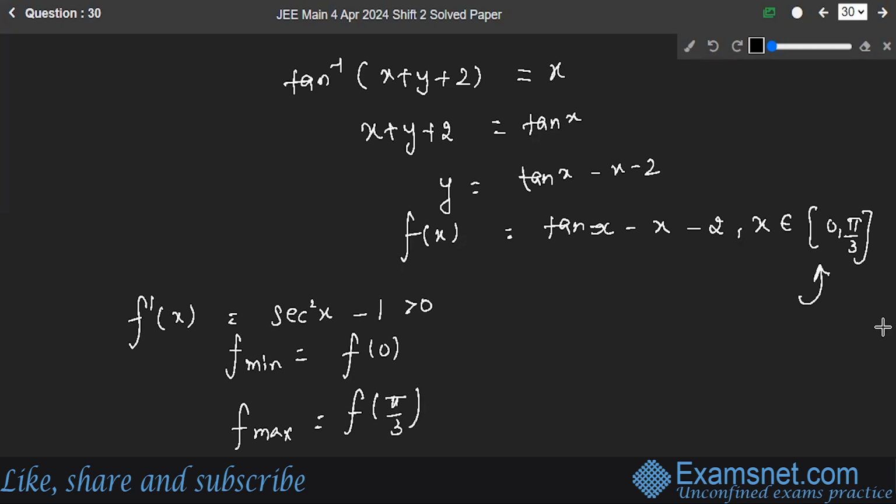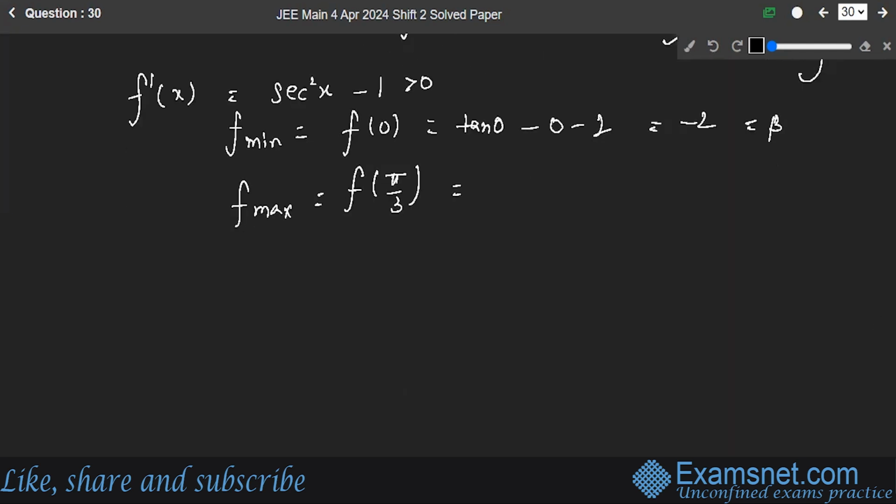So this was your function. This is tan 0 - 0 - 2. The answer is -2. And this was your beta according to the question. And this is equal to tan(π/3) - π/3 - 2. Tangent π/3, this is root 3, this is this, and this is this. This is equal to alpha.